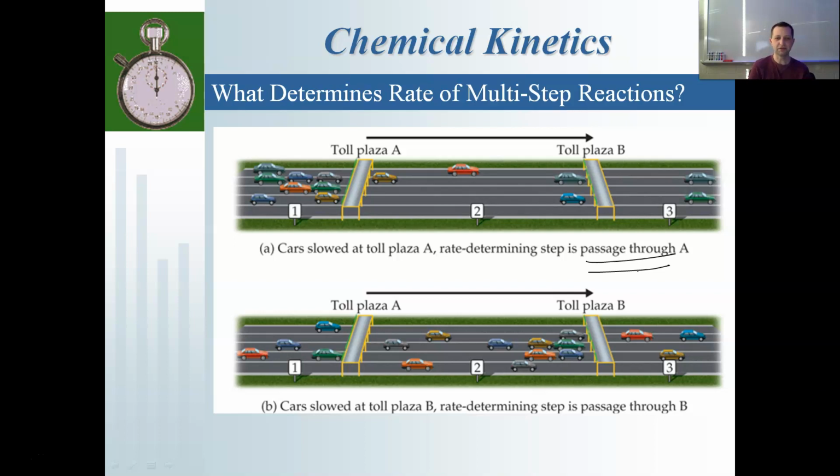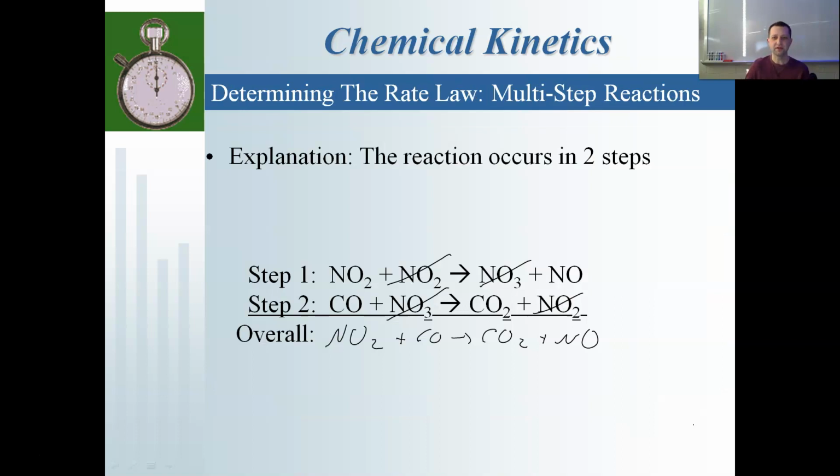If you look at the second picture here, the cars are moving through Plaza A, looks like pretty quick, and then toll Plaza B might be the one that's open. This is the one they're slowing down at. So they're going through Plaza A and they're slowing down at Plaza B. So step B is the rate determining step. Okay, so that's what we need to understand here. The slow step is your rate determining step. So if you look at the reaction that we had, step 1 and step 2, one of those reactions is the slower reaction, and therefore one of those reactions is our rate determining step.